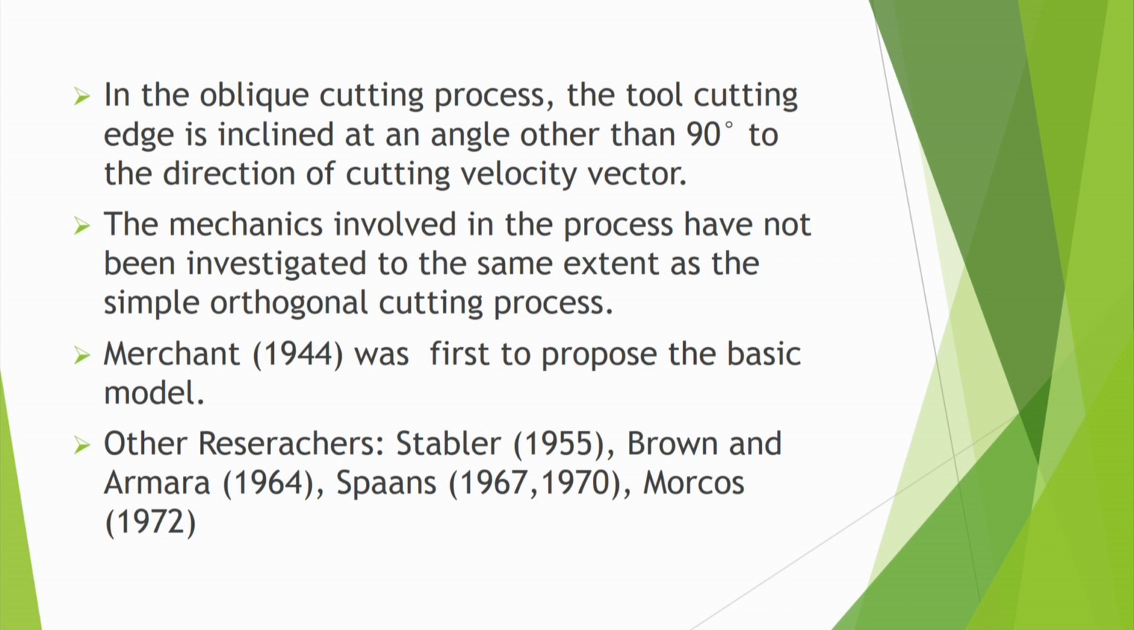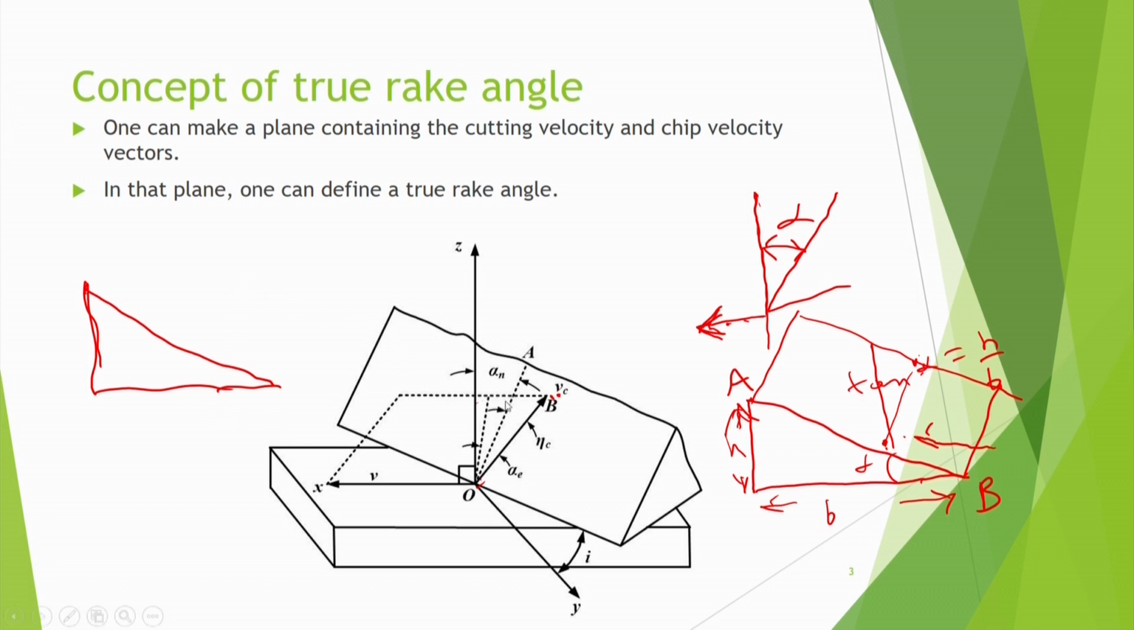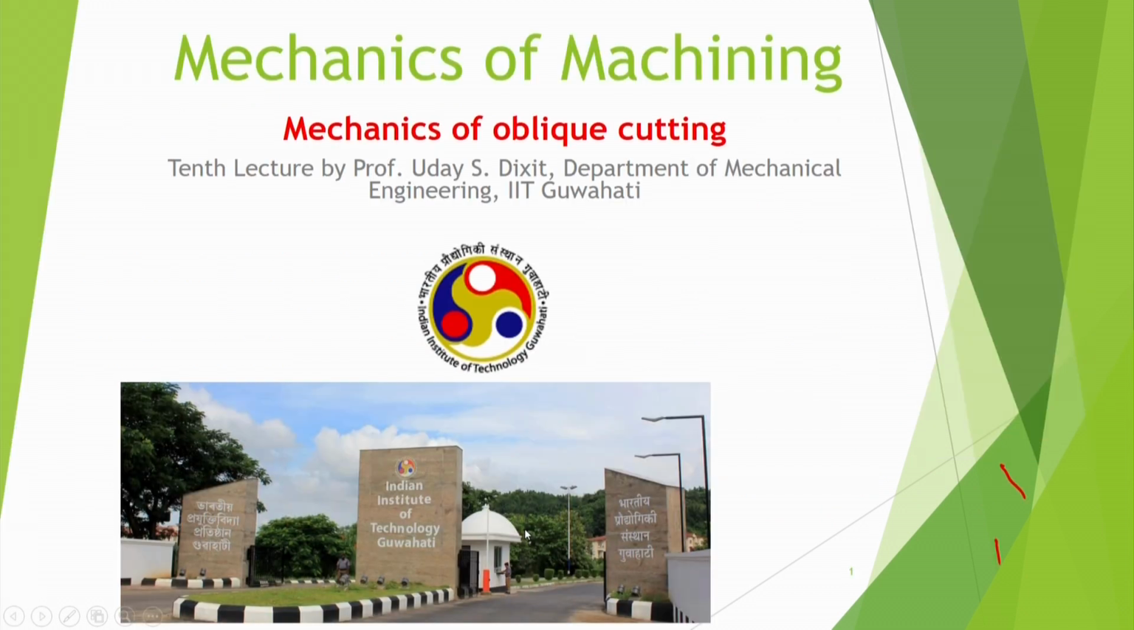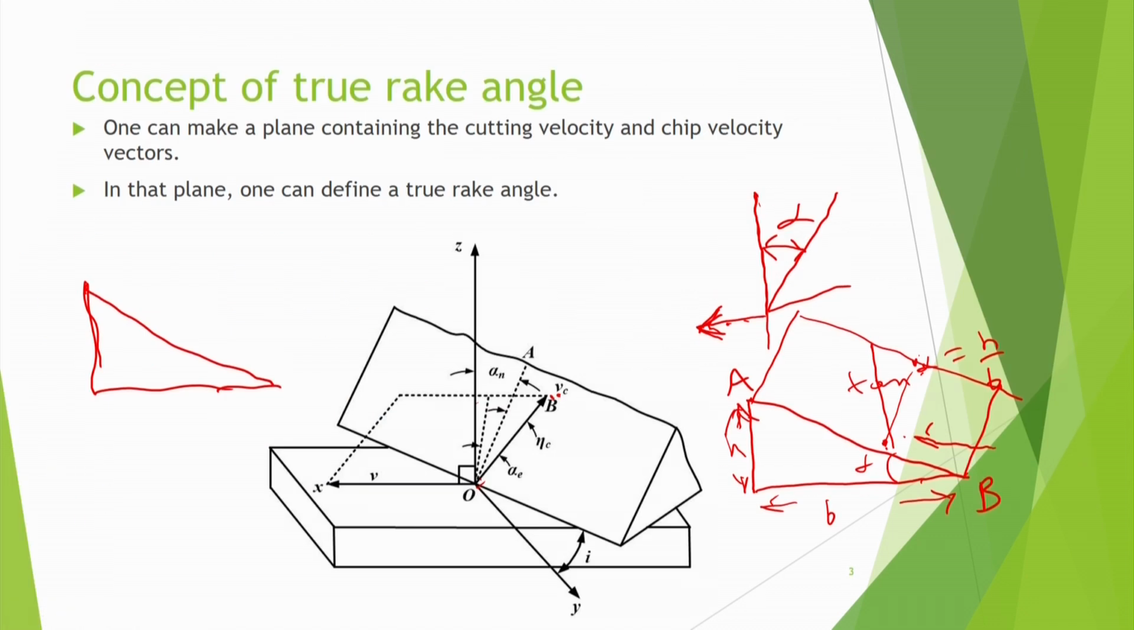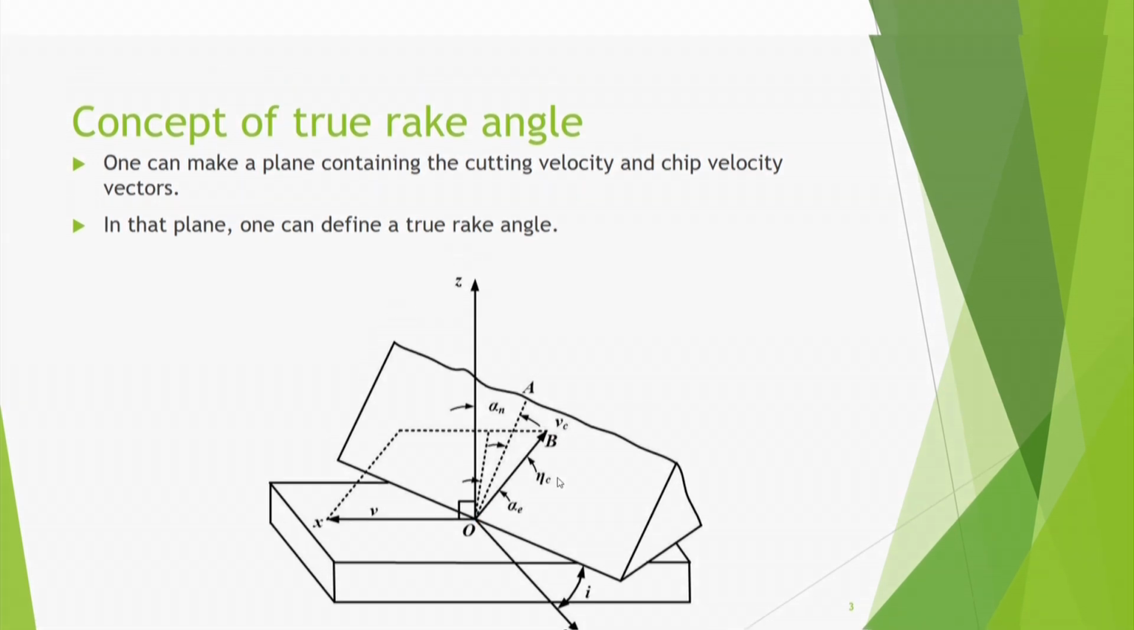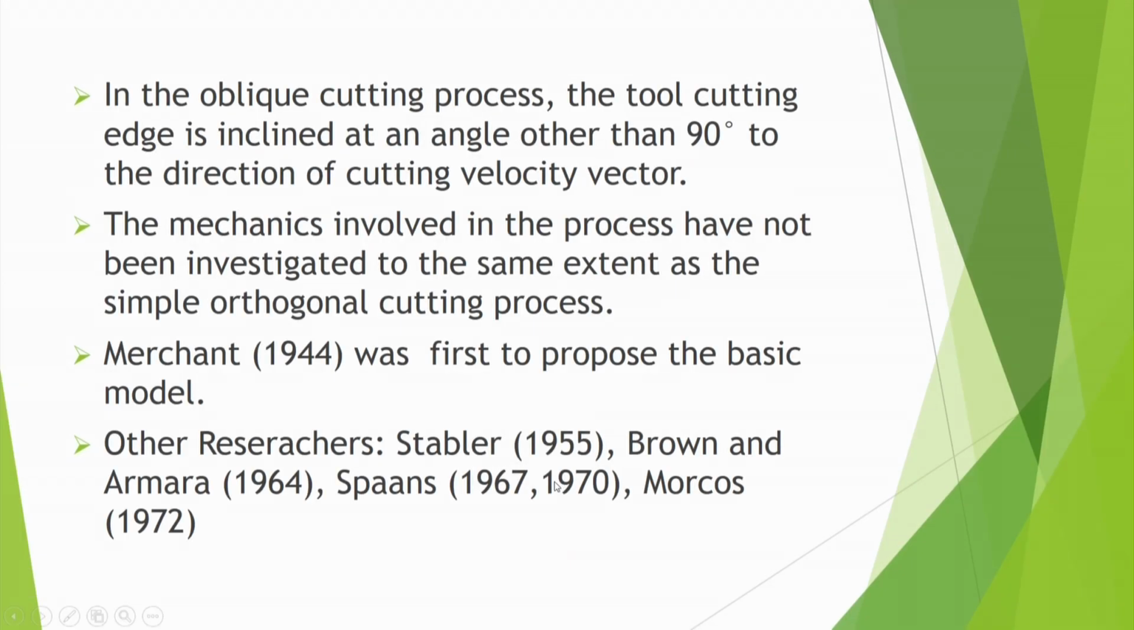Other researchers are Stabler in 1955, whom I was talking about, who gave the relation that the chip flow angle eta c is equal to the inclination angle. That is what he observed. Later on he said that it may be equal to 0.9 I. That means the chip flow angle may be 0.9 times this, but more or less you can say it is 1. And Brown and Armarego in 1964 also did this, Spans 1967, 1970, and then Marcos in 1972 have done this type of analysis.